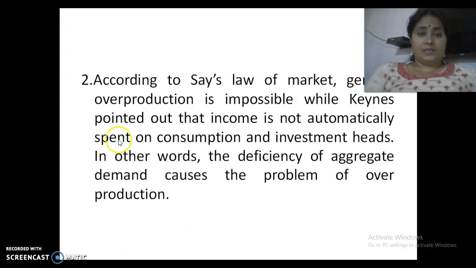The second one is that, according to Say's law of market, general overproduction is impossible, while Keynes pointed out that income is not automatically spent on consumption and investment. In other words, deficiency of aggregate demand causes the problem of overproduction. Since income is not automatically spent on consumption and investment, there will be a gap, there will be deficiency of aggregate demand and there will be overproduction.